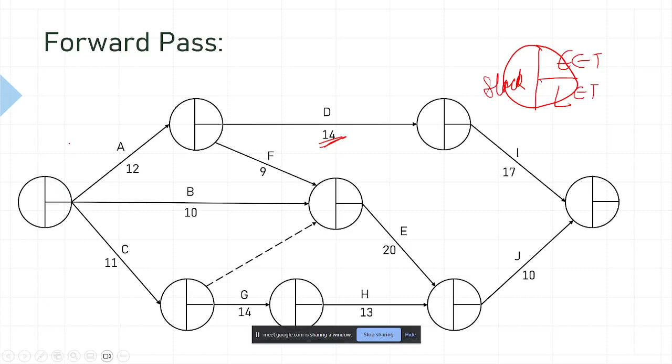So the title of the slide says forward pass. What is a forward pass? So we have to calculate the early event time, EET, by moving from event to event with the activity duration. So yeah, moving in a forward direction. So for this event, what should be the early start time? Zero. We start with zero. It has no predecessor. It can start any time, right? Yeah. So is there any condition where this can be a different number?